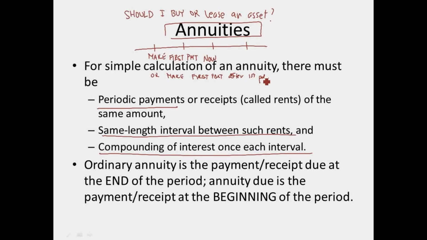Other situations? Okay. So clearly, you can imagine both of these things happening, and so we need to deal with both of them. The names are totally stupid, and there's no linkage between what it is and the name, but when you make the first payment right away, it's called an ordinary annuity.